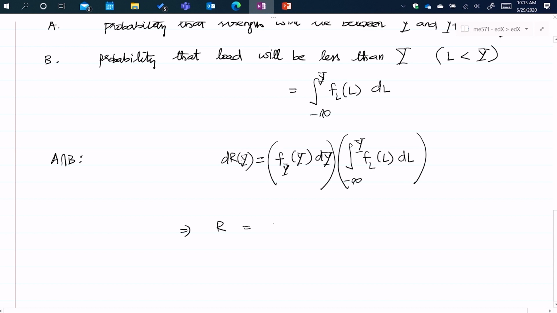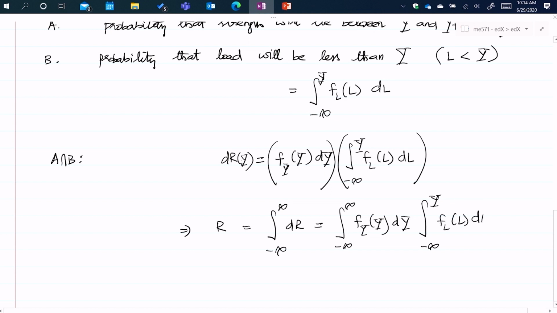Therefore the reliability would be the integral from minus infinity to plus infinity of dR, which is the integral from minus infinity to plus infinity of f sub y of y dy times the integral from minus infinity to y of f sub L of L dl.